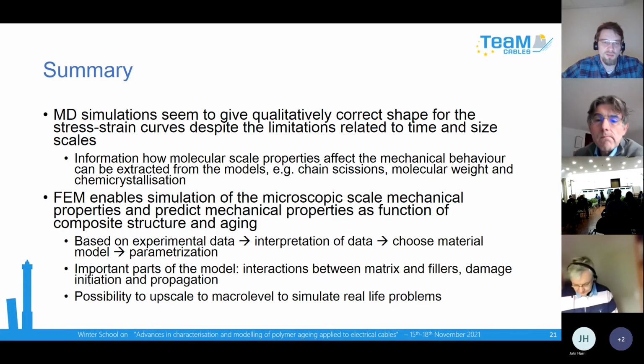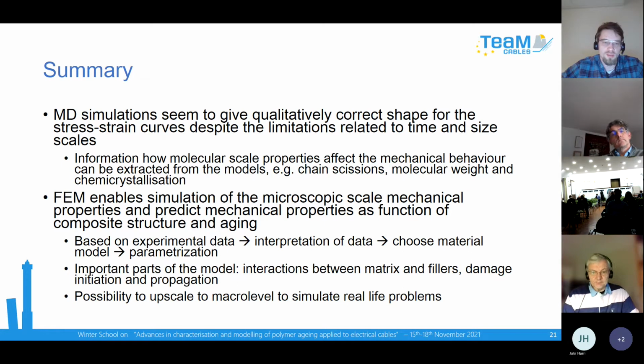And in an ideal world, we can use this data directly for finite element simulations, because it fully relies on experimental data usually. So we need to know how to fit our material models. And we need to pay attention to proper interpretation of these data because it can affect our results drastically. Choose the right material model and do the correct parametrization.